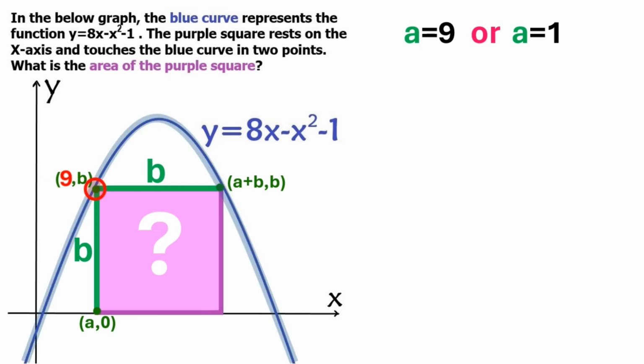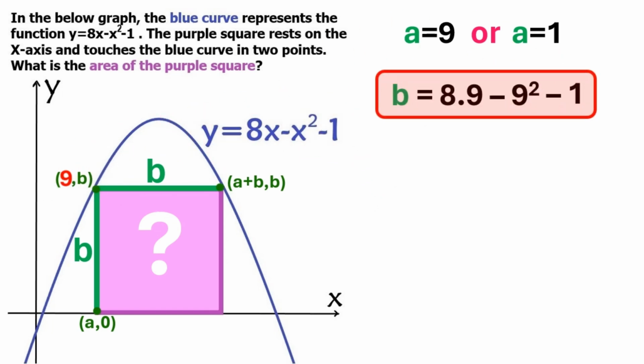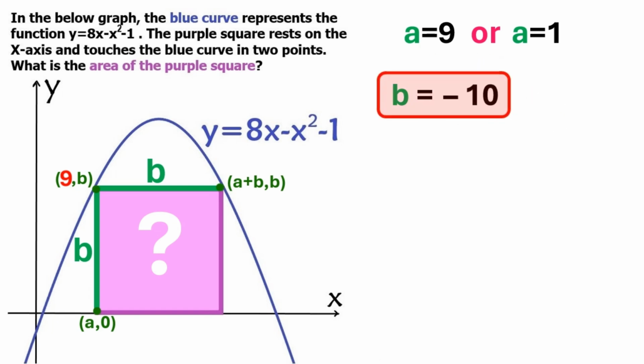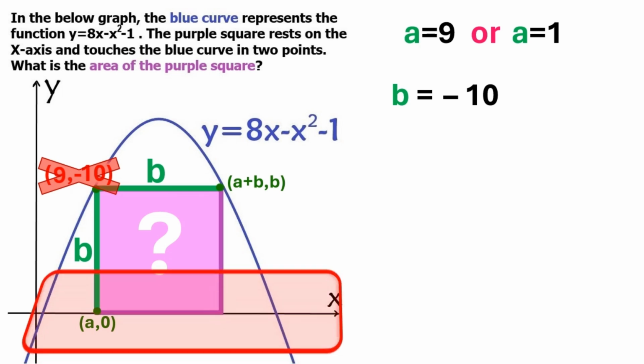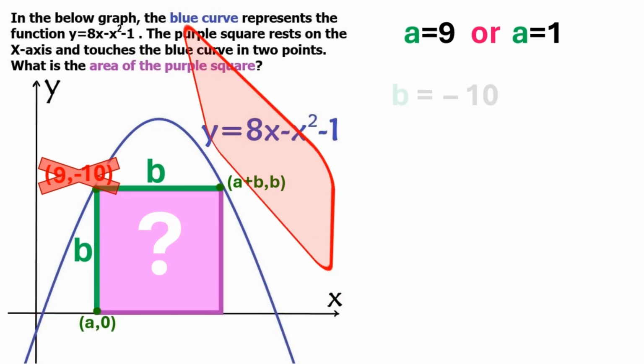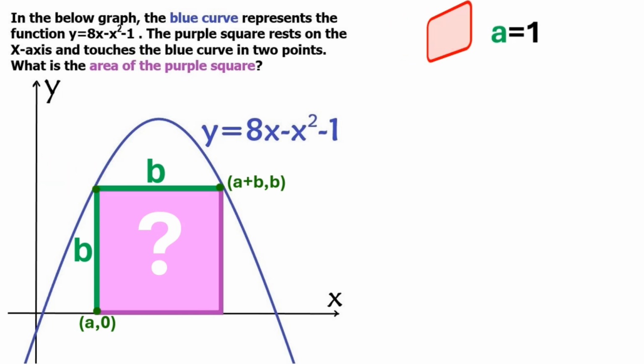We know this point must be on the blue curve, so let's put the coordinates 9 and b into this function to see what happens. We do the math, and we end up with b equals minus 10, in which case the coordinates of the upper corner of the purple square have to be (9, minus 10). Which is impossible, because the point (9, minus 10) is under the x-axis, somewhere in this region. But the purple square is above the x-axis, so we rule out 9, and we are left with 1 as the only viable value for a.